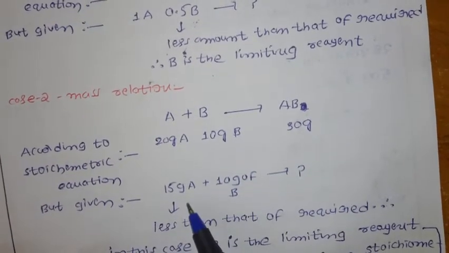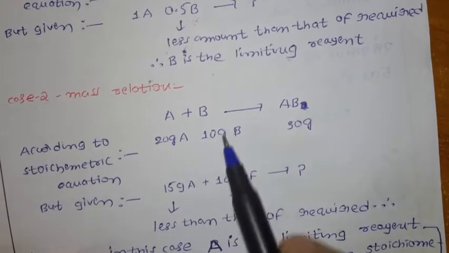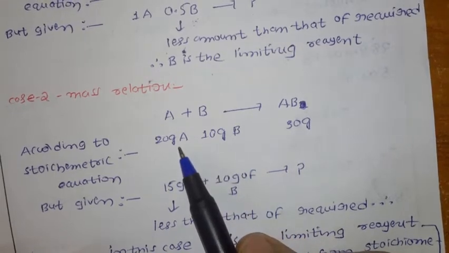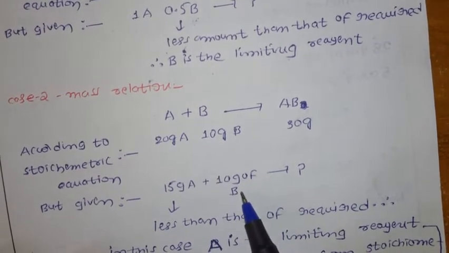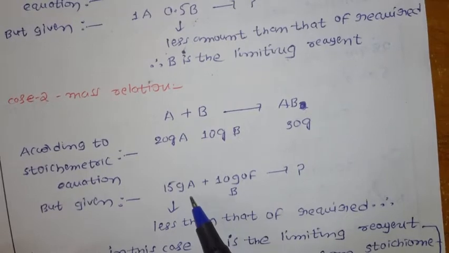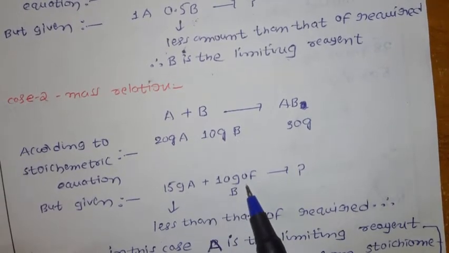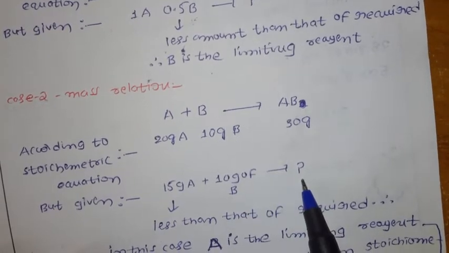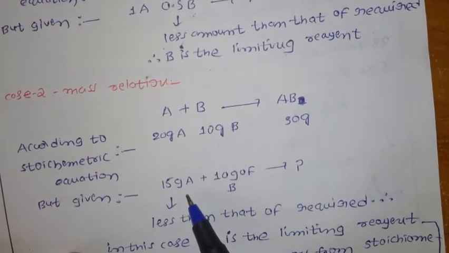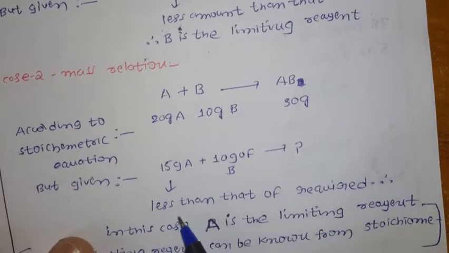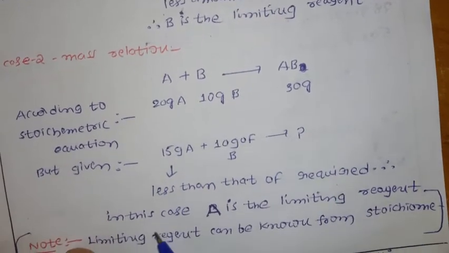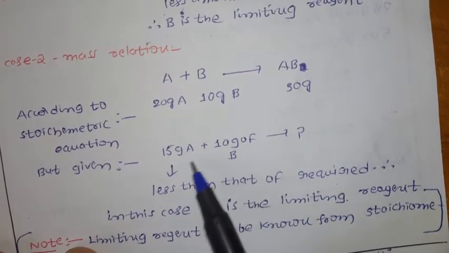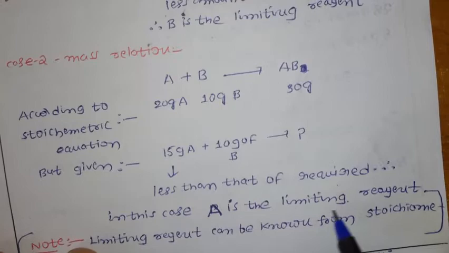But here someone gives you 15 grams of A and 10 grams of B. Actually, 10 grams of B needs 20 grams of A, but here only 15 grams of A is there. So this 15 grams reacts with the required amount of B, and after that there is no further reaction. Why? Because A is in the lesser amount, less than that required. Therefore, in this case A is the limiting reagent.